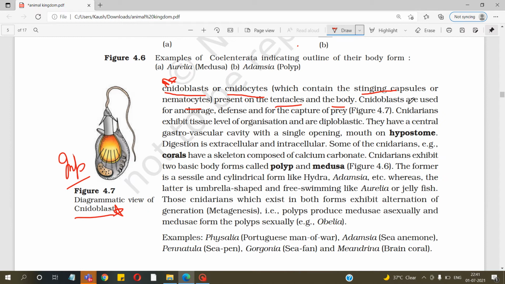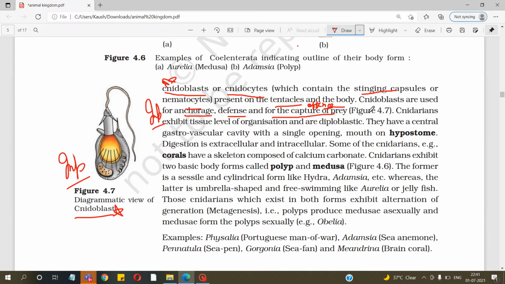So what are the functions of cnidoblast cells? Very very important for boards and NEET. They help in anchorage, they help in defense, they help in capturing of prey. They help in prey capturing, that's why they are also called offense. They help in both offense and defense.